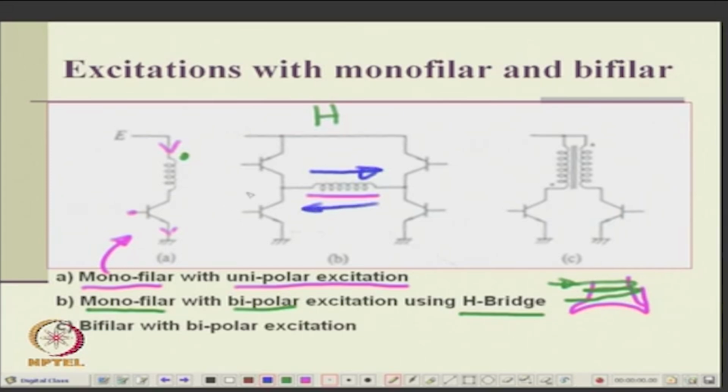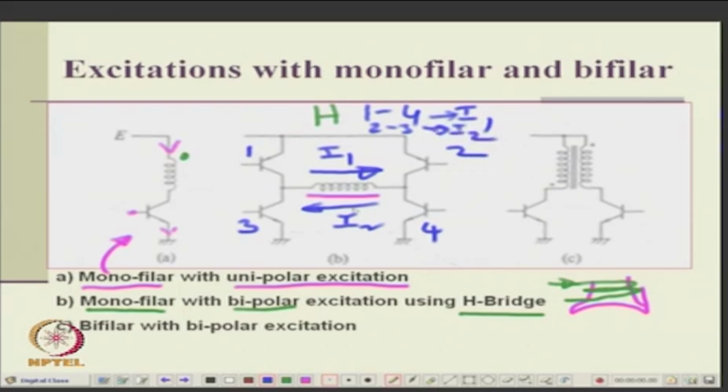How do you pass a current like this? Which are the switches to be operated? Supposing you have switches 1, 2, 3, 4. If you have 1 and 4, that will be I1, is not it? And if you have 2 and 3, that will be the other direction, I2. So, if this and this are excited, the current will flow like this, simple. Then the third one is bifilar and bipolar.